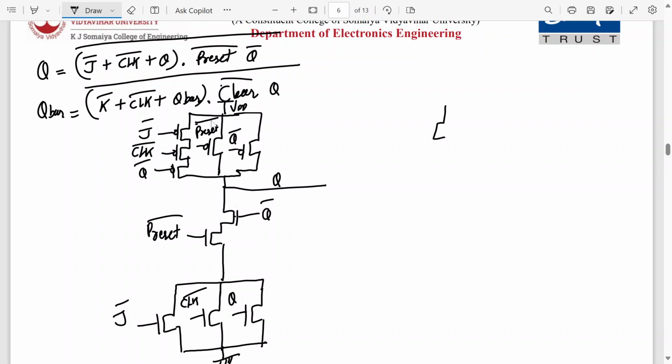Okay, for a Q bar. So Q is complete, now Q bar. Even one mistake and your design will go wrong. Here we'll have 3 transistors. Again I have drawn them in series. They will be in parallel, right? So 1, 2, and 3 of them are in series. Same logic.